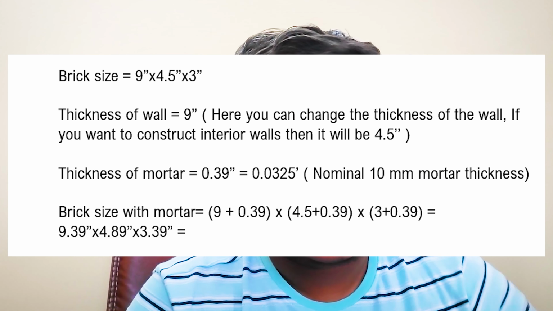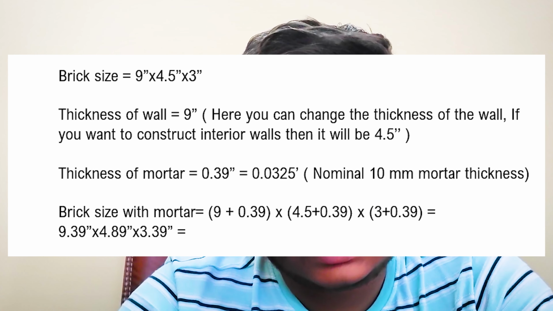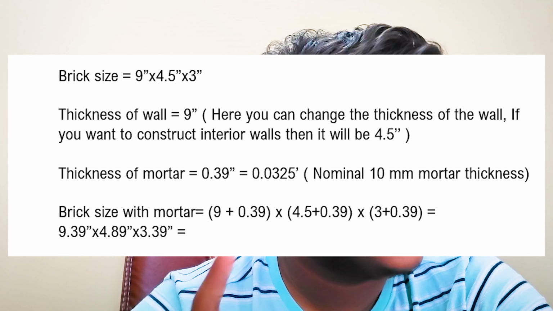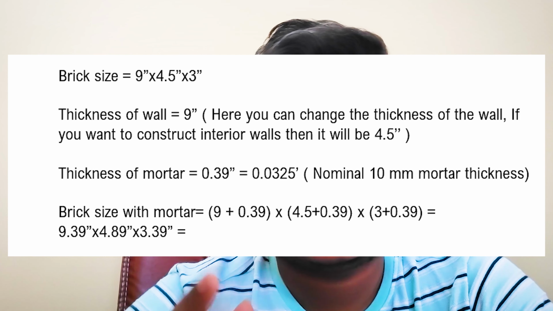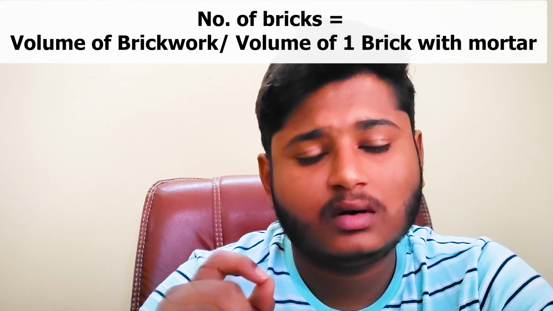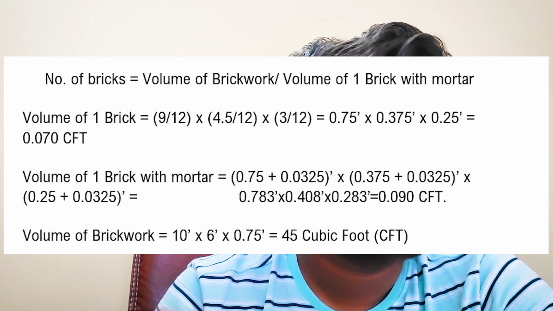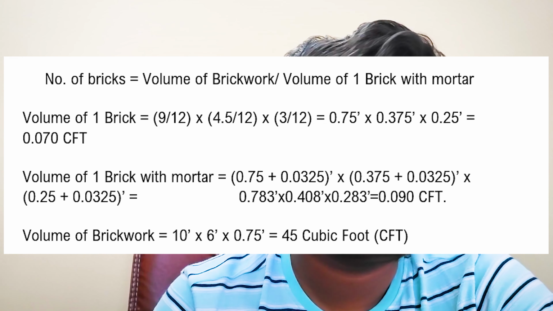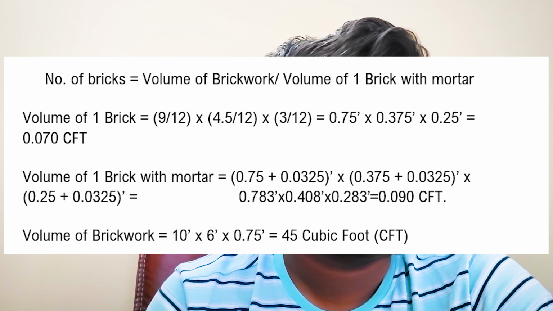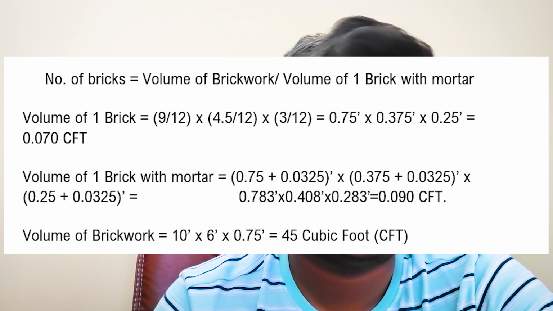Next, brick size with mortar. That is, add thickness of the mortar to the brick size. You will get 9.39, 4.89 by 3.39. Next, the formula for calculating number of bricks is volume of brickwork divided by volume of one brick with mortar. Now we have to calculate everything in CFT, so convert everything into feet. We'll get 0.75 feet by 0.375 feet by 0.25 feet. When we multiply all three dimensions, we'll get 0.070 CFT, that is cubic feet.